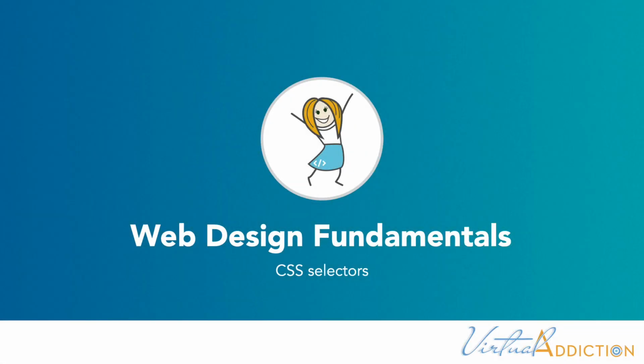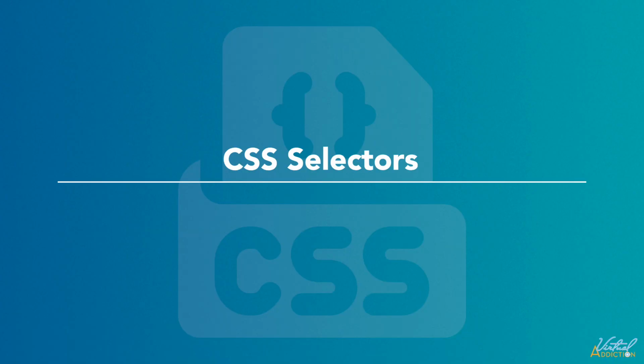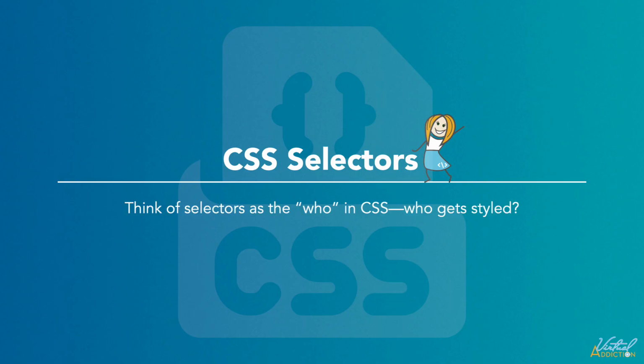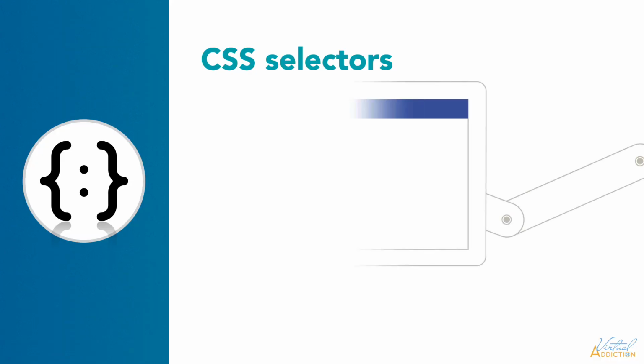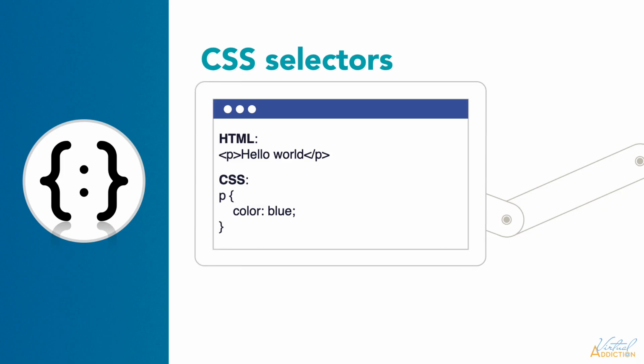Now let's talk a little bit more about CSS selectors. These are one of the most important concepts in CSS. Selectors are what allow us to connect our styles to the HTML on a web page. CSS selectors are how you target specific HTML elements so that you can style them. Think of selectors as the who in CSS, basically who is getting styled on your page. A CSS selector targets elements on a web page, so you can apply styles to them.